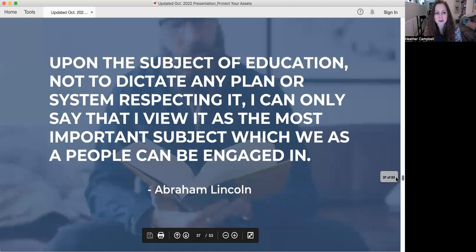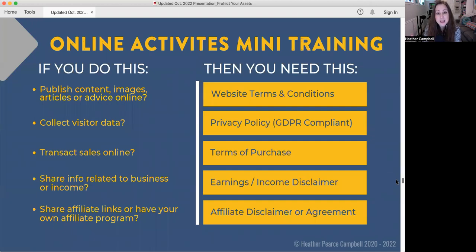If you paid close attention here, and you downloaded the notes, you already have a great start to beginning your own legal roadmap. And this quote from Abraham Lincoln: upon the subject of education, not to dictate any plan or system respecting it, I can only say that I view it as the most important subject which we as a people can be engaged in. And it really is true in business, especially as we grow and develop more leadership and take our businesses to new levels. We have to up-level our systems and our support. And this is no different. You have to learn some things and either get some legal chops or get somebody like me on your team that can support you with those legal chops.